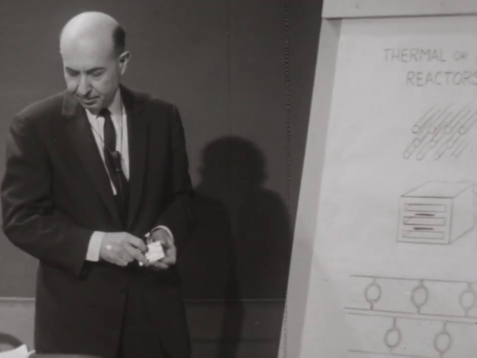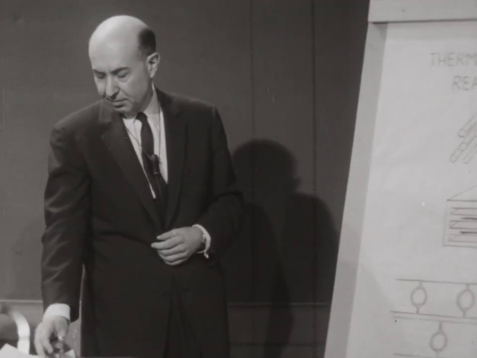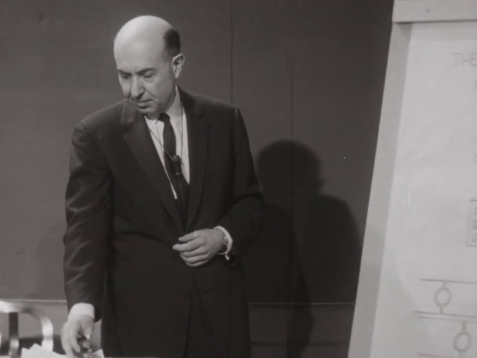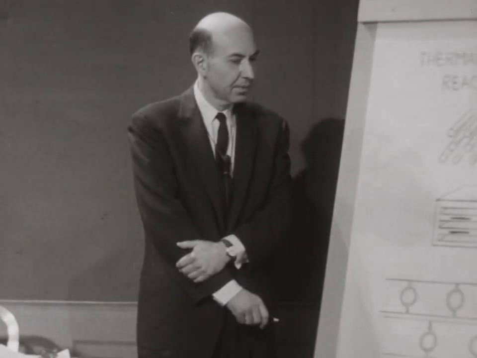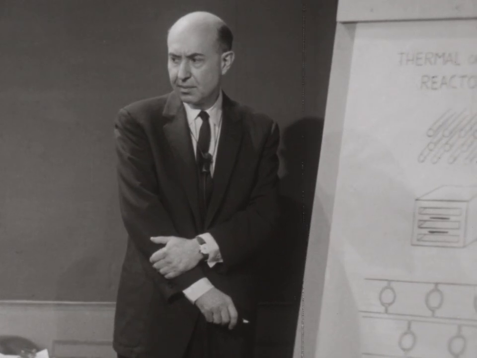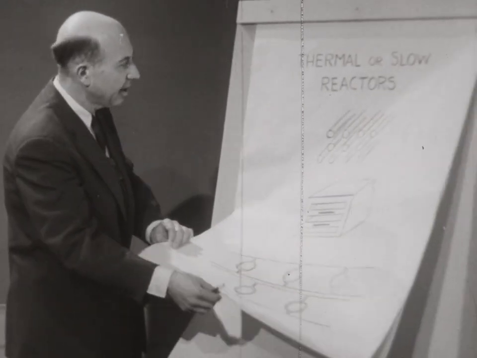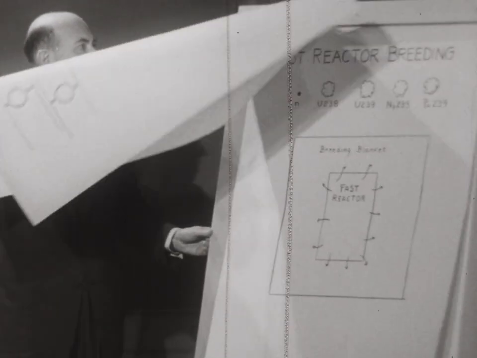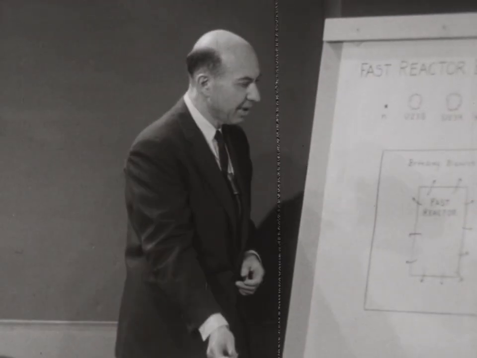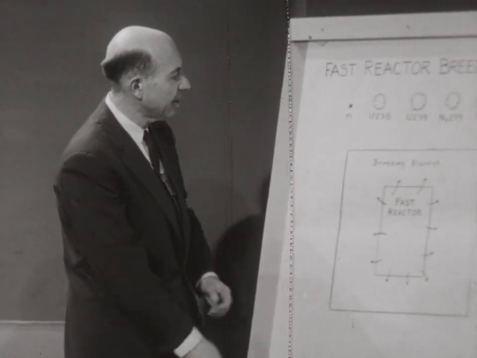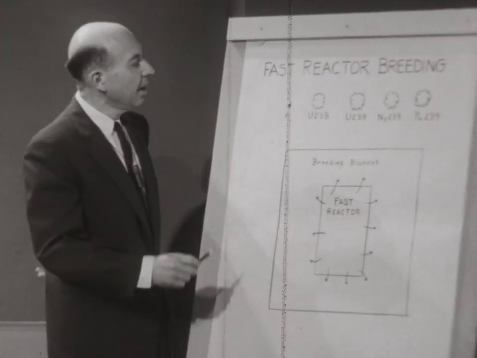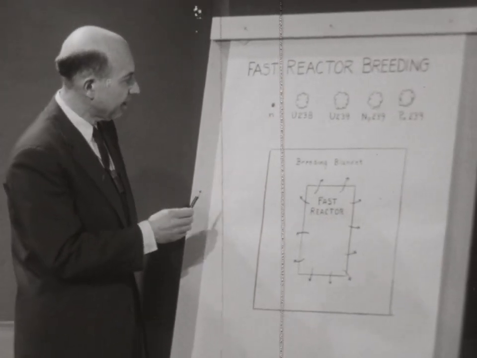Now, we've shown an example here, then, of different kinds of coolants, all in the slow kind of reactor, Sid. Could we take a look at our fast reactor? Yes, I think it would be a good idea to go back to this point of breeding, which we mentioned in passing, just to get an idea of how it works.